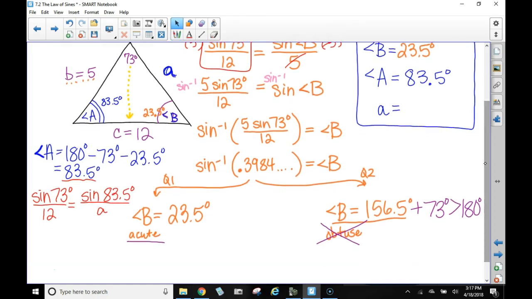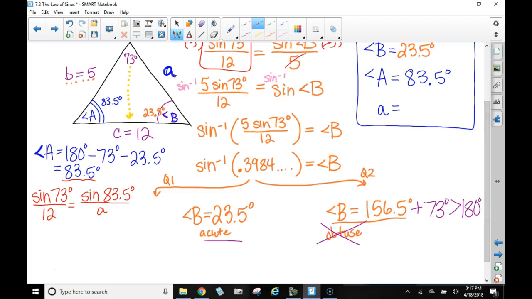I kind of want to move all this stuff out of the way. Okay. So A is going to be equal to the cross product of 12 times the sine of 83.5 degrees divided by the sine of 73 degrees. Okay? And so once you crunch that on your calculator, you get 12.5 units. That is 12.5.